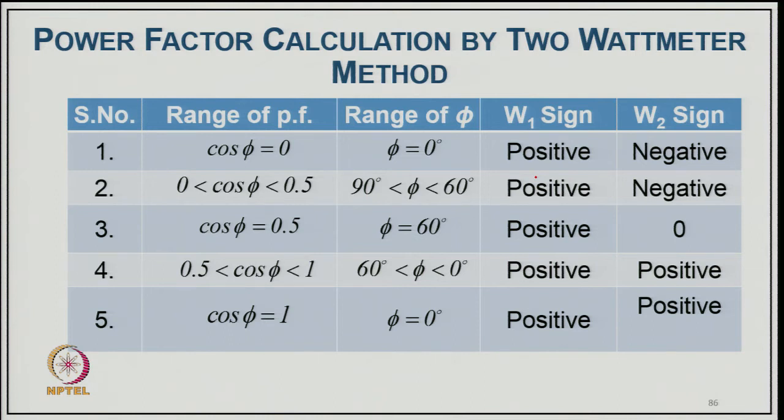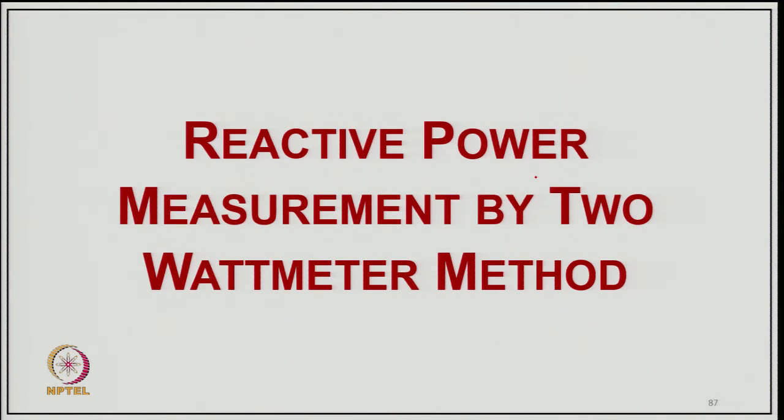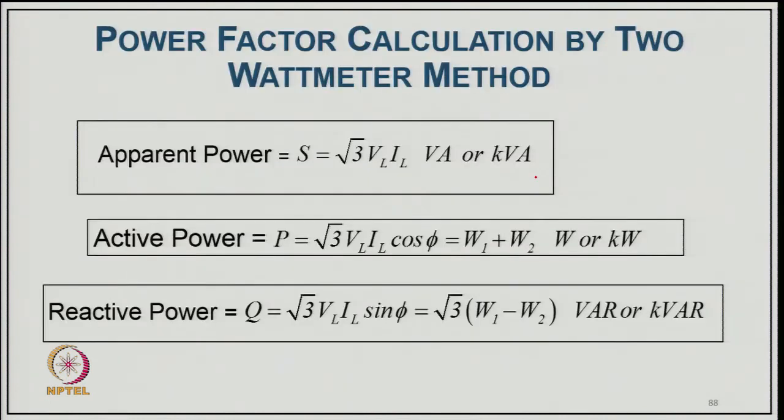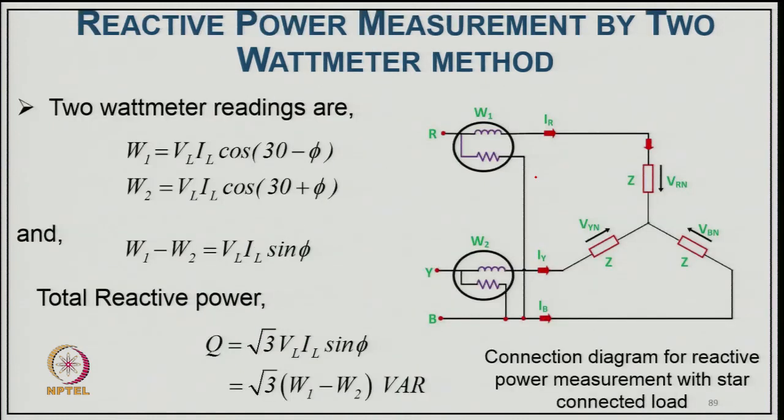So, these are the different conditions which are applicable for different kinds of power factor of load. Now, coming to reactive power measurement by the 2 wattmeter method. We can say apparent power S equals root 3 VL IL in VA or kVA, and active power is P equals root 3 VL IL cos phi, that is W1 plus W2 in watt or kilowatt, and reactive power is root 3 VL IL sin phi, which is root 3 (W1 minus W2) in VAR or kVAR.